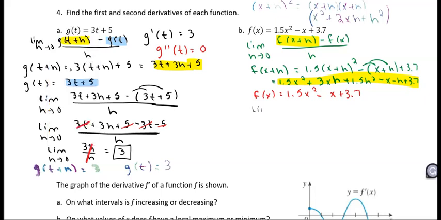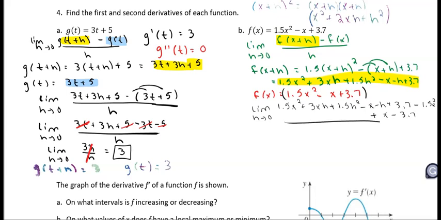So we have the limit as h approaches 0 of 1.5x squared plus 3xh plus 1.5h squared minus x minus h plus 3.7 minus, now don't forget to distribute your negative to all of this. So minus 1.5x squared, I'm out of space, I'm just going to have to start a second row, plus x minus 3.7, all over h.